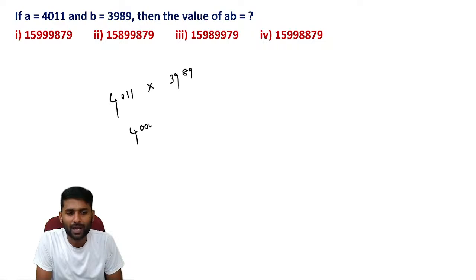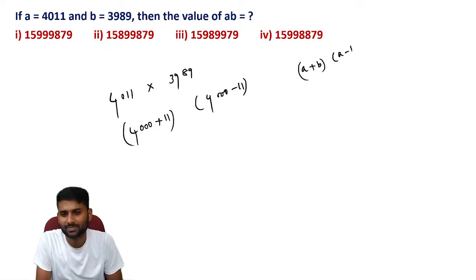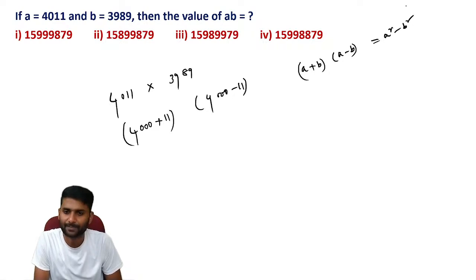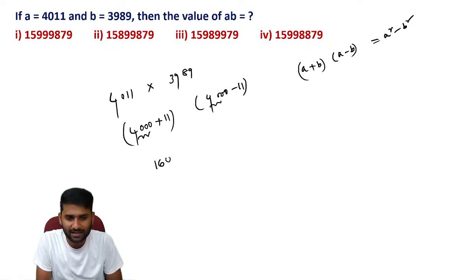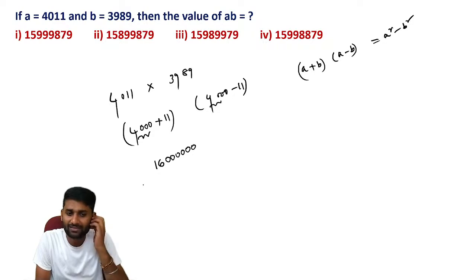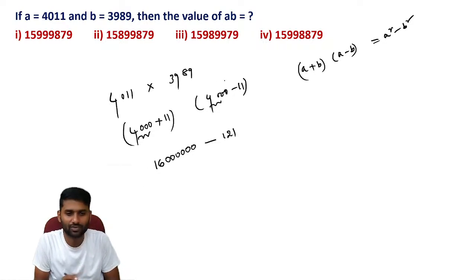Can I take this value as 4000 plus 11 and this value as 4000 minus 11? And you know the property: (A plus B) into (A minus B) is equal to A square minus B square. So 4000 times 4000 is 16 with 6 zeros, so in total we have 16 lakhs minus 121. 11 square is 121.